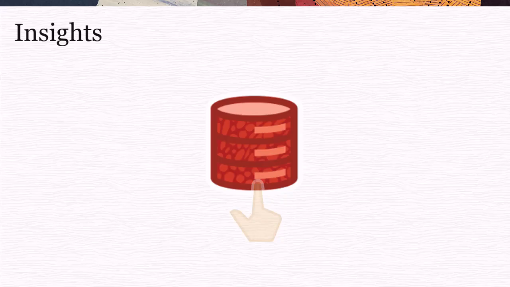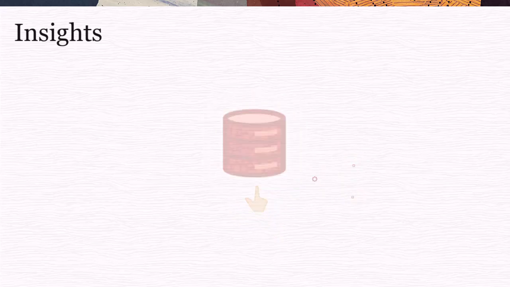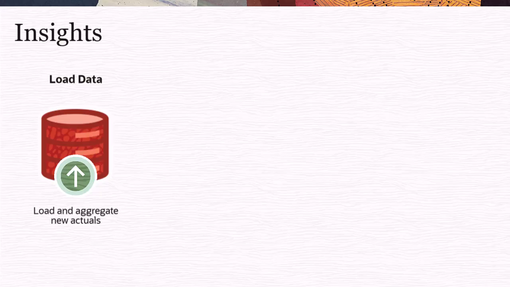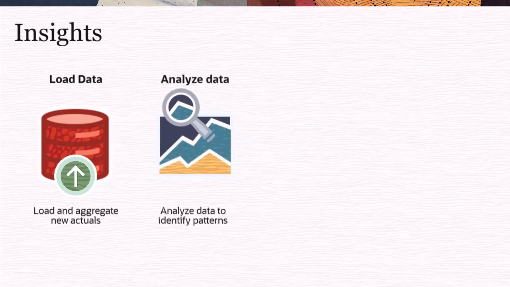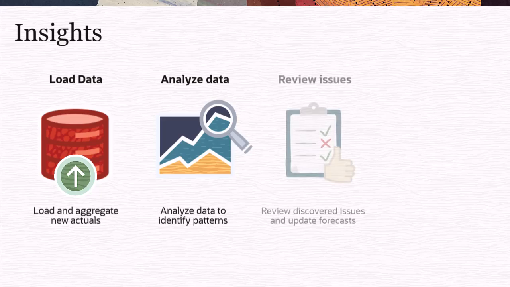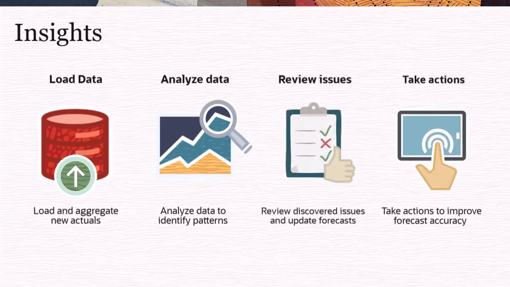From the moment data is loaded in EPM to the point where action is taken, there are several opportunities for automation. You load and aggregate new actuals in EPM, analyze the data to identify patterns, review discovered issues, update forecasts, and then take actions to improve forecast accuracy.